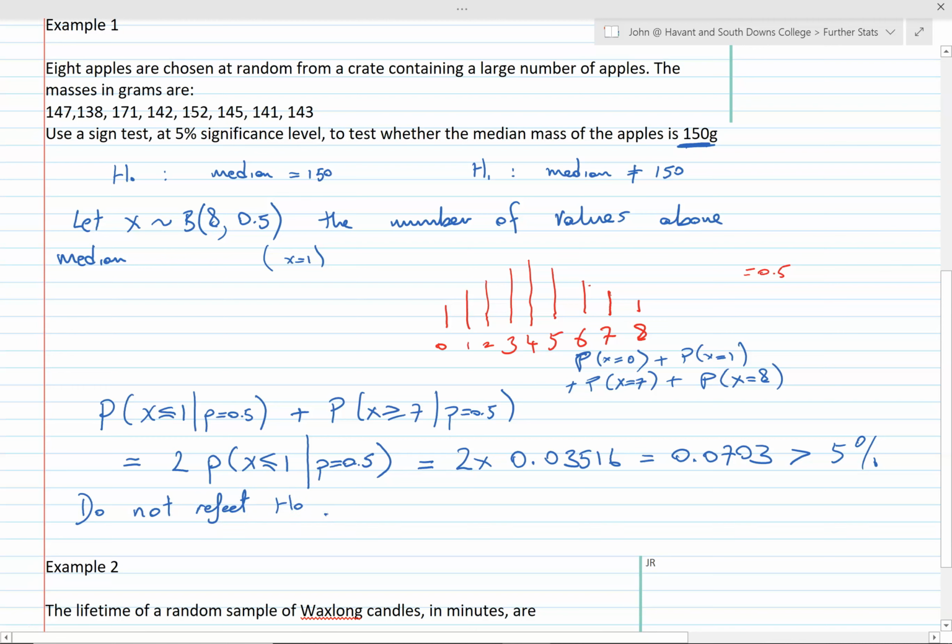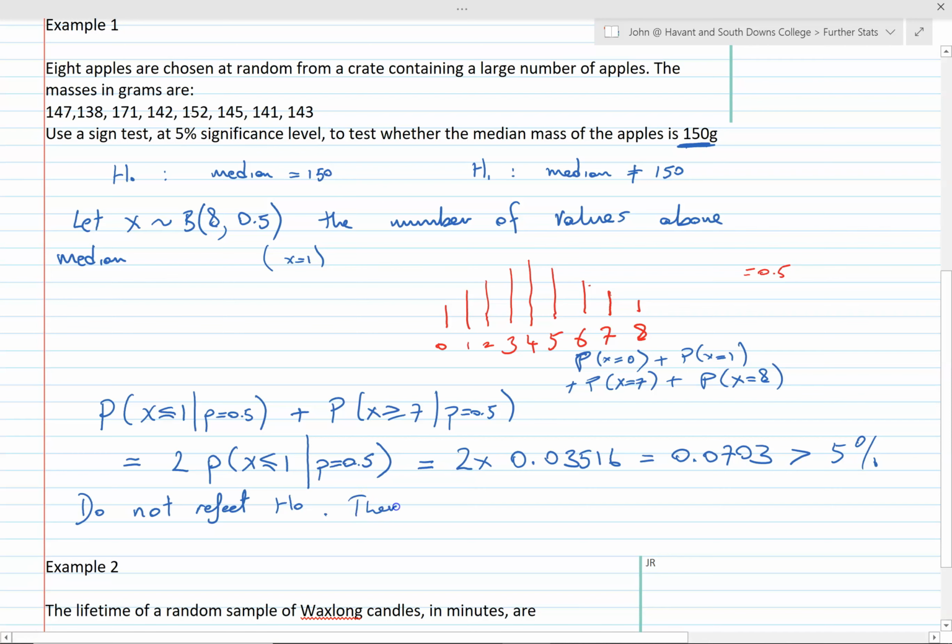Interestingly, a one-tailed test would have gone below, but it was two-tailed. Had we suspected for some reason in advance that it was less than, then we perhaps could have come to the other conclusion. But anyway, do not reject H naught.